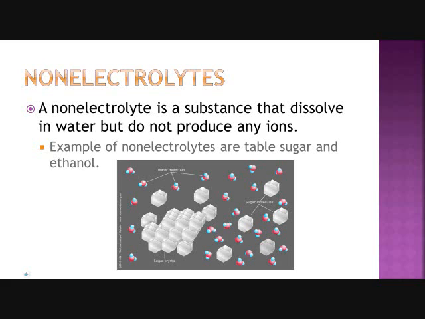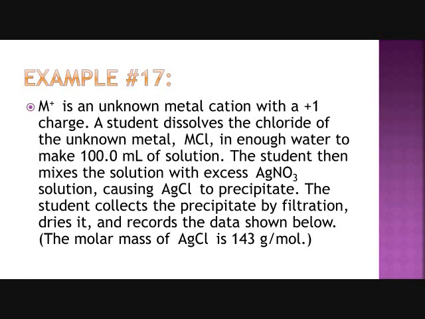Okay, so example 17. M plus is an unknown metal cation with a +1 charge. A student dissolves the chloride of the unknown metal, which could be said MCl because M has a +1 charge, in enough water to make 100 milliliters of the solution. The student then mixes the solution with excess silver nitrate solution, causing the silver chloride to precipitate. The student collects the precipitate by filtration, dries it, and records the mass of the data shown below. The molar mass is such.